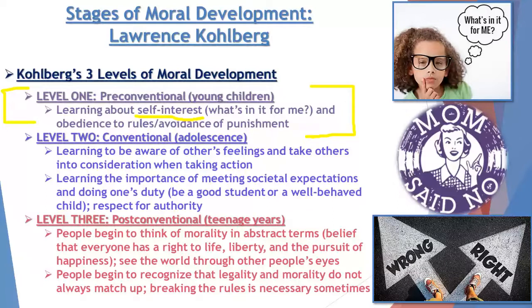The next stage here, level 2, is conventional. And this hits us in adolescence. So in adolescence, we move a little bit beyond just the self-interest, and we start to take other people's feelings into account.